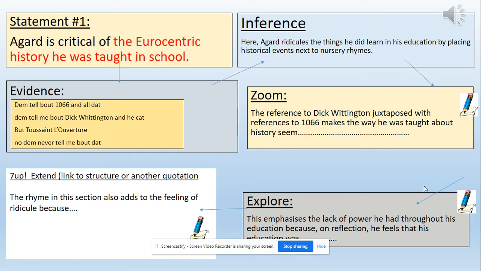A lot of this work has been done for you because we really want to walk you through what you've got to do so you feel confident. So now we have a statement about Checking Out History, there's some evidence, and then your job is to do some of the rest of it. A lot of it's been done for you. The inference has been done. Finish off the Zoom, do the Explore. If you want to do your own inference, Zoom and Explore, that's fine, but we just want to put some stuff there to help people if they're feeling stuck. So let's see if we can move on.